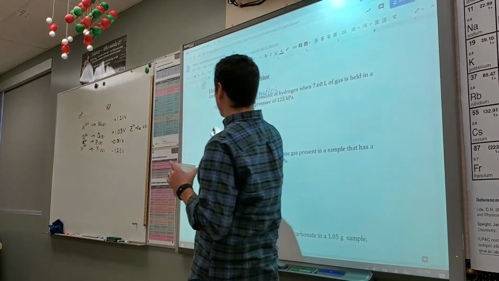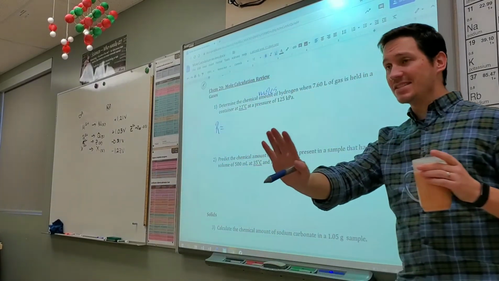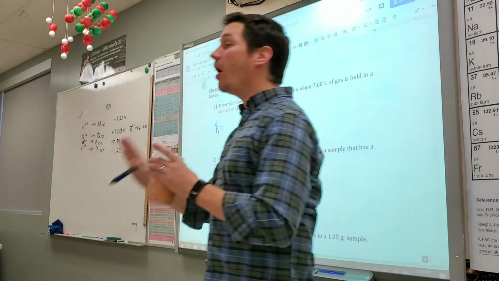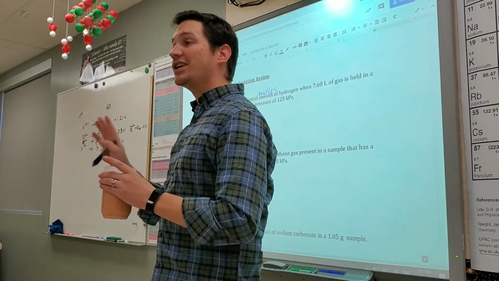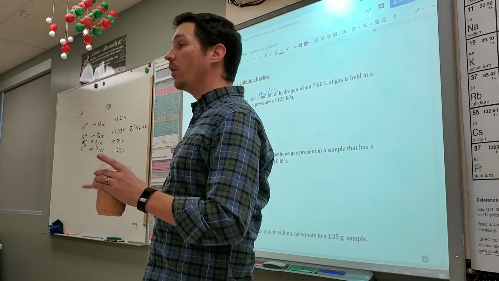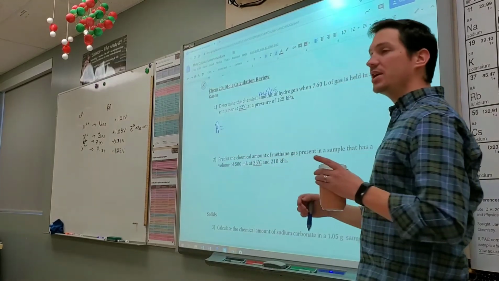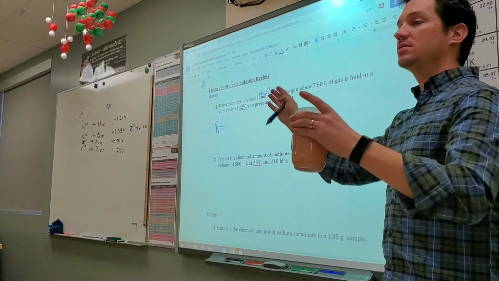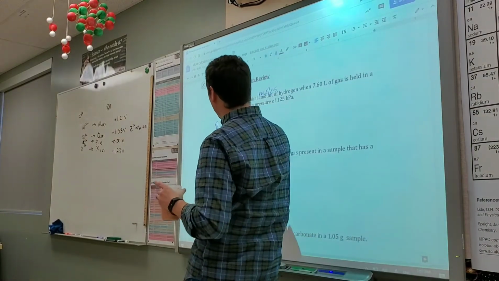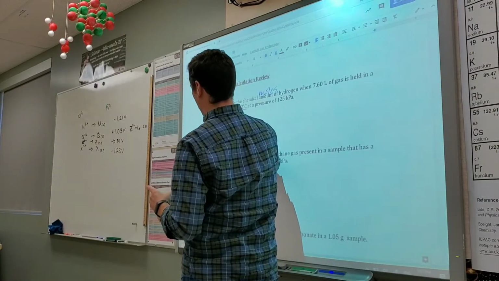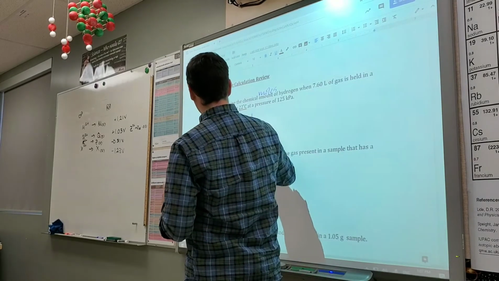That's right. So R, because this is talking about a gas, and it's not talking about a change in something. A change in something, you would have to use Boyle's law or Charles' law or the combined gas law. This isn't talking about a change. It's just saying, how much of this? And it's a gas. What is the value for R? 8.314 what? Liters.